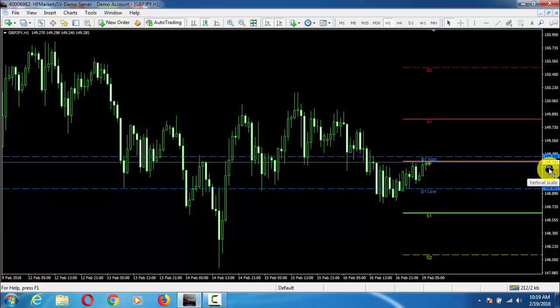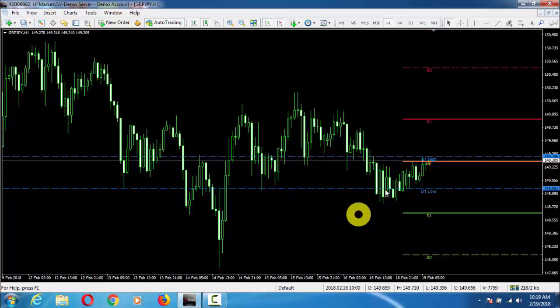Our high point today is 1.4935 and our low is 148.952. This is very important for the pro traders, okay. So in this way, pivot point indicator and high and low indicator can help us even in our better trading, okay. Thank you.